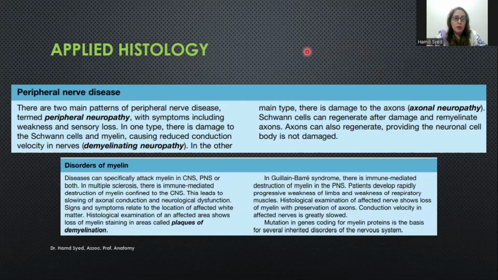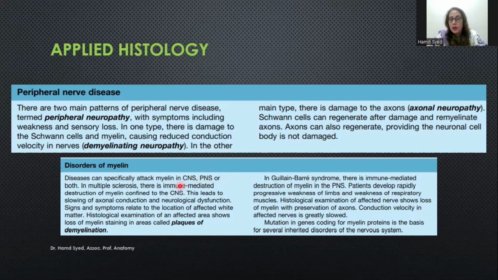Well, if we're talking about the disorders of myelin, then these are the two conditions which you should be familiar with. One is multiple sclerosis, and the second one is Guillain-Barré syndrome or GB syndrome. Both these conditions are immune-mediated, and they consist of demyelination, that is, the myelin sheath surrounding the nerve fibers is lost. The difference is that in multiple sclerosis, this demyelination occurs within the central nervous system, whereas in GB syndrome, this demyelination occurs in the peripheral nervous system.